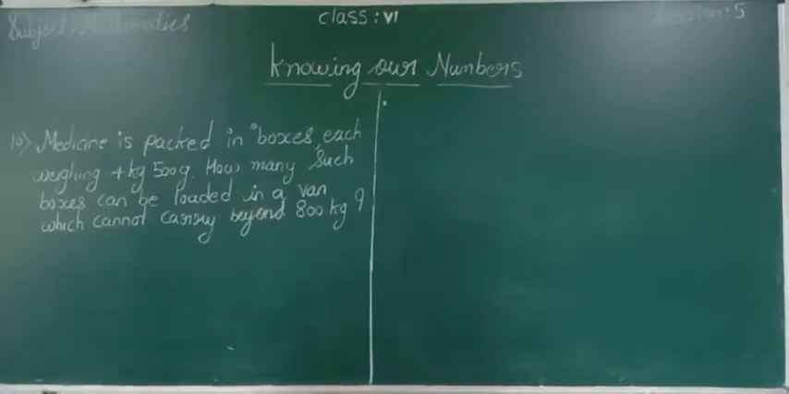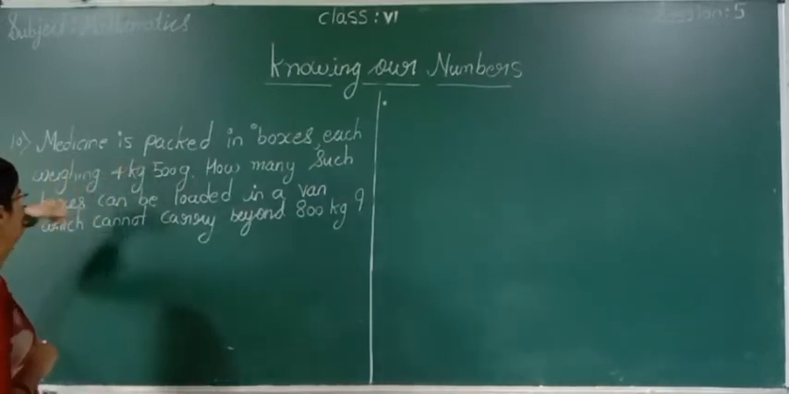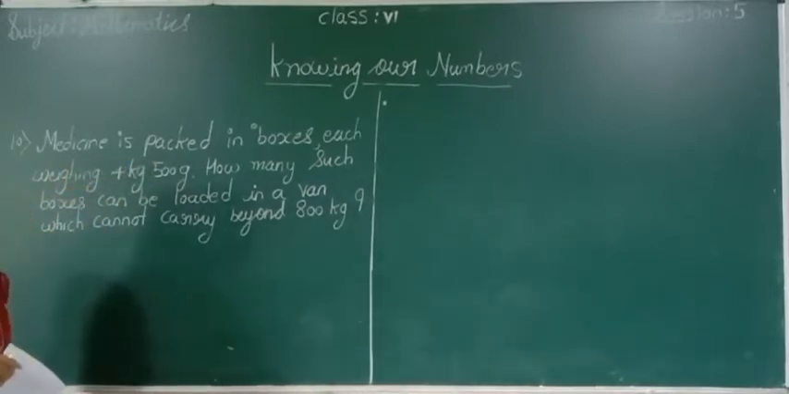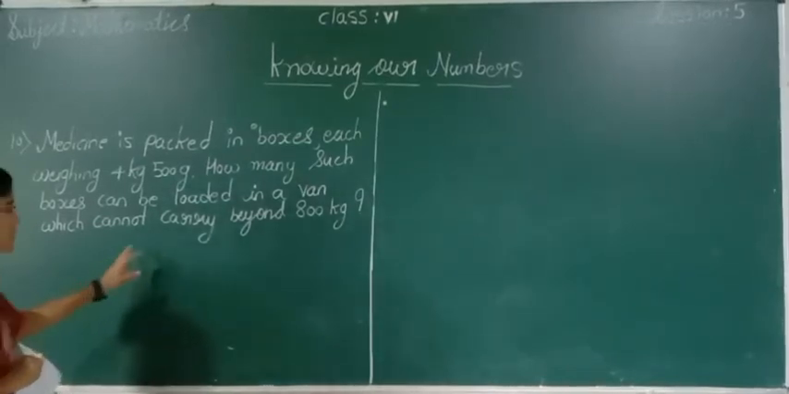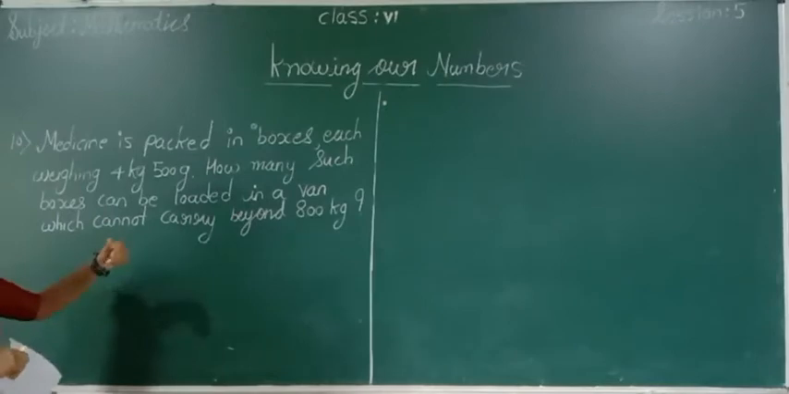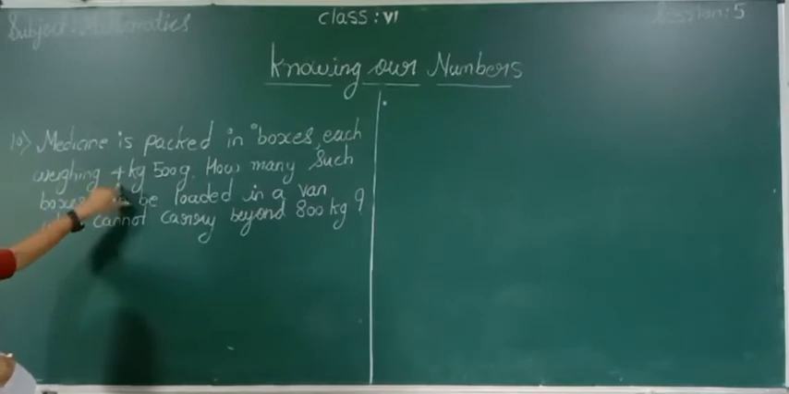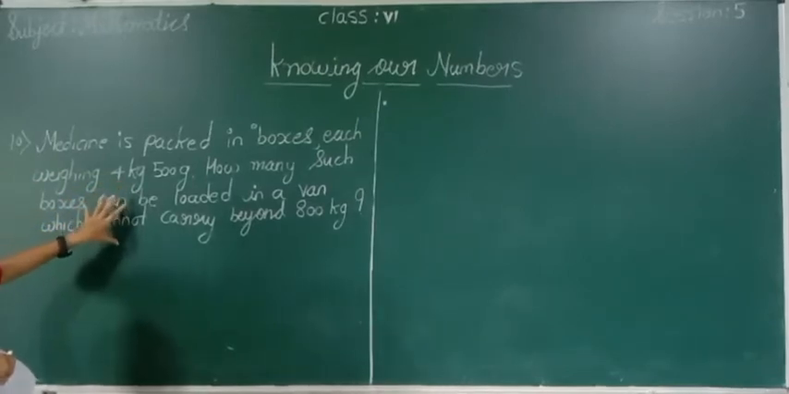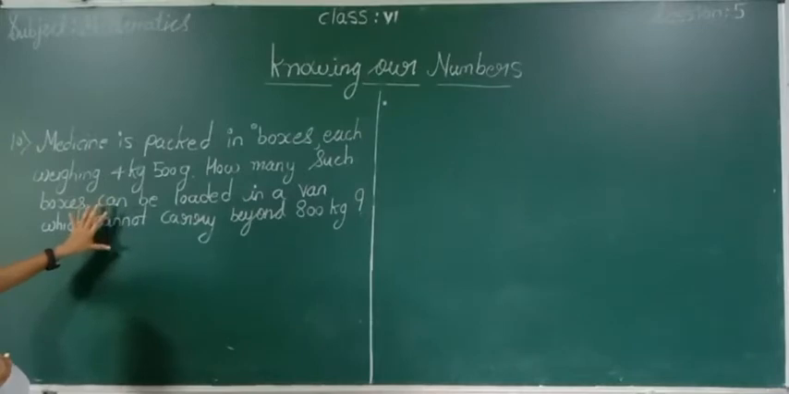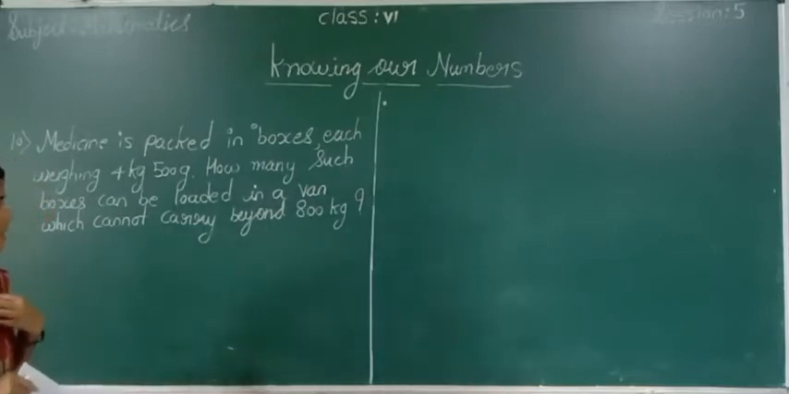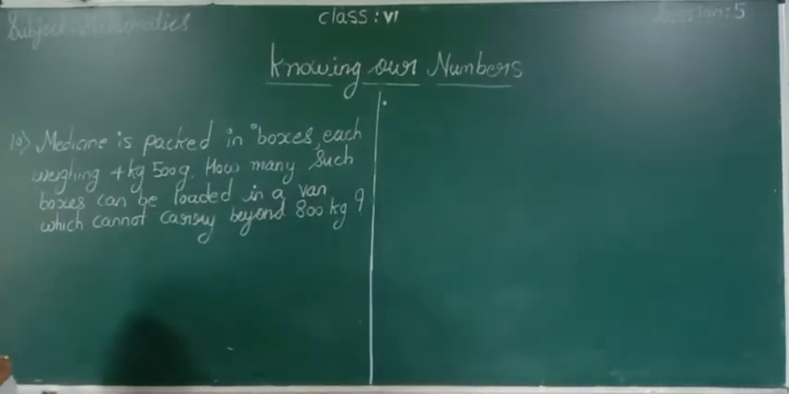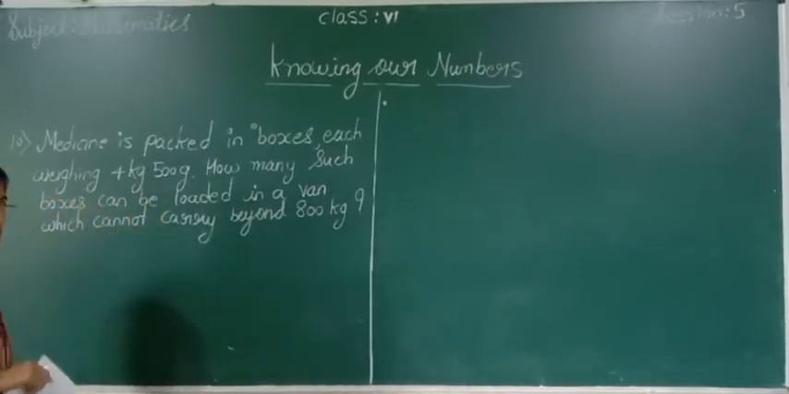Now see the 10th question. Medicine is packed in boxes, each weighing 4 kg 500 gram. How many such boxes can be loaded in a van which cannot carry beyond 800 kg? They have given the weight of one box, that is 4 kg 500 gram. The maximum weight we can load in a van is 800 kg. They have asked how many boxes we can load in a van.